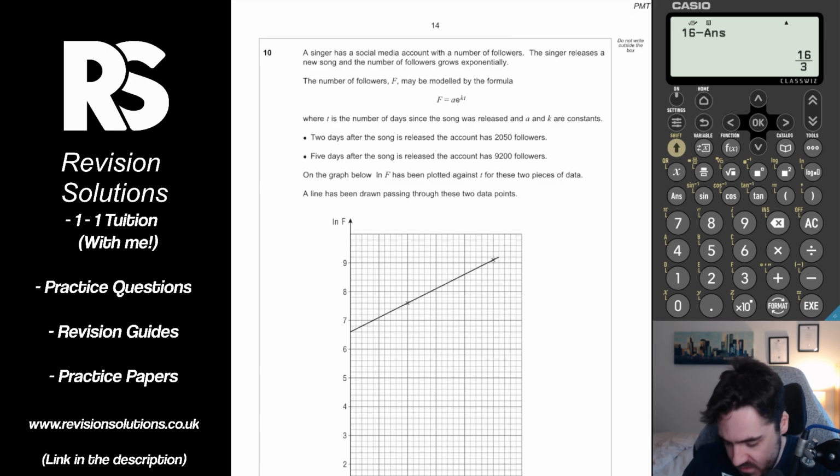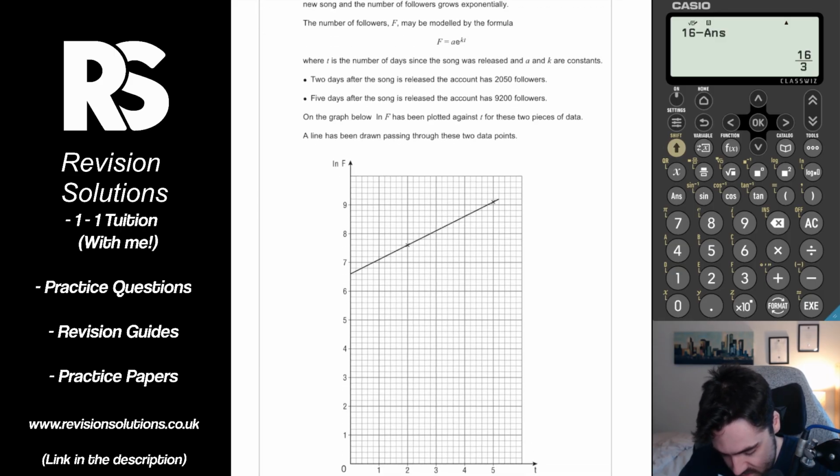It says, a singer has a social media account with a number of followers. The singer releases a new song and the number of followers grows exponentially. And then they've got the formula. Then they give us some information about some pairs of points that they've actually plotted here. But notice they plotted it on logarithmic axes.